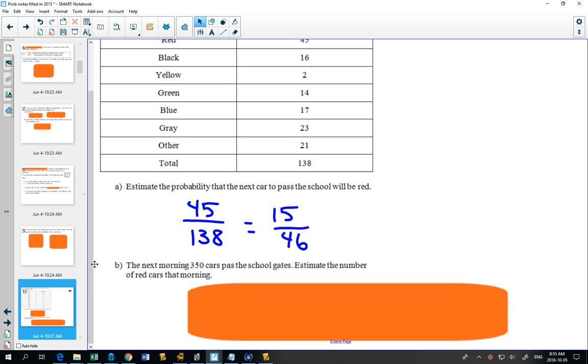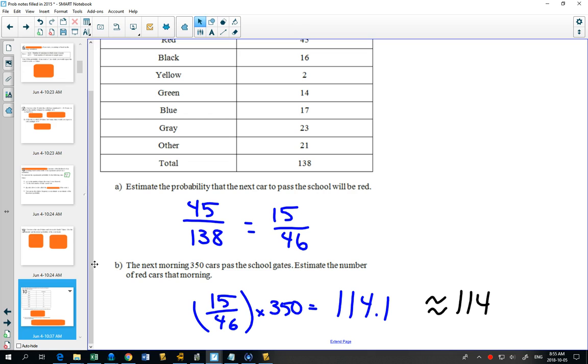Sorry, there's an S missing there on pass. The next morning, 350 cars pass. Estimate the number of red cars. Well, we take that 15 out of 46, or that 1/3, times it by 350.